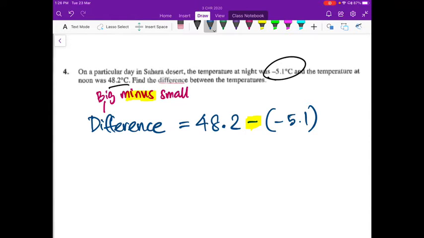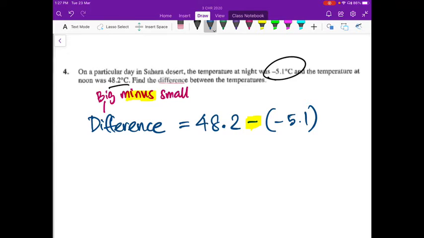See, for me, negative first, negative 5.1 plus negative 5.1. Negative 5.1 plus 5.1, right? That equals 0 degree. Why negative 5.1 plus 5.1? Because 5.1 is not negative. I mean, you got plus. And then you make it 0 degree, 0 degree plus 48.2. Why do you want to make it 0 degree?